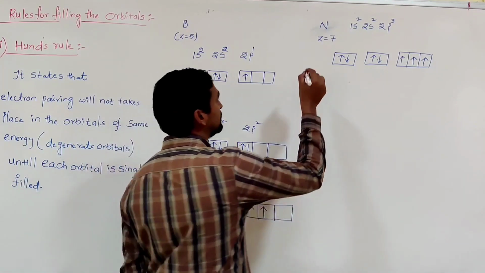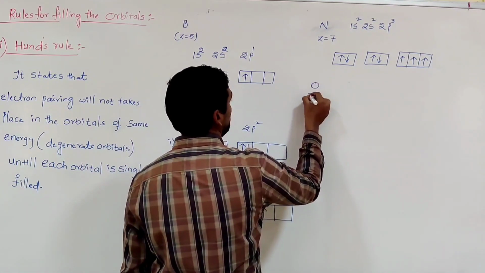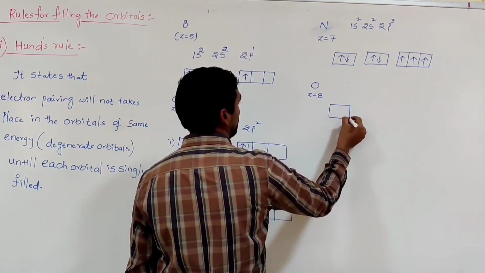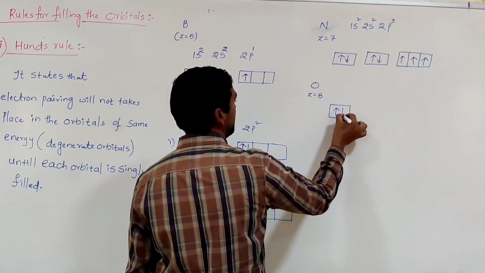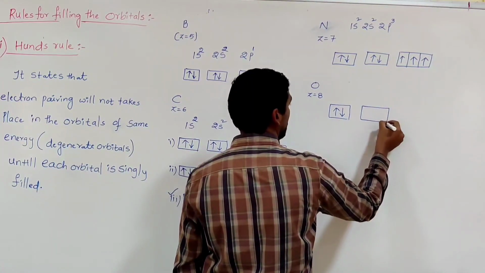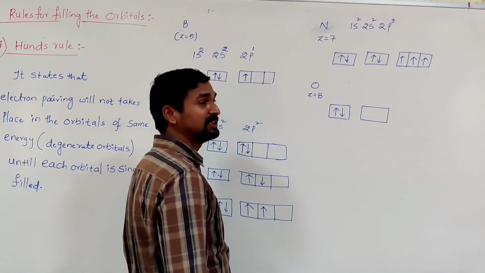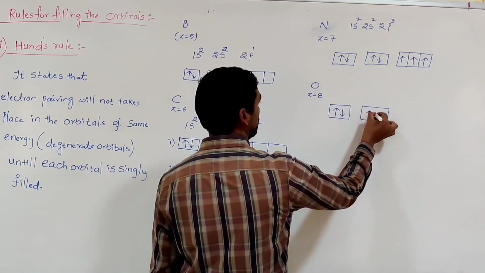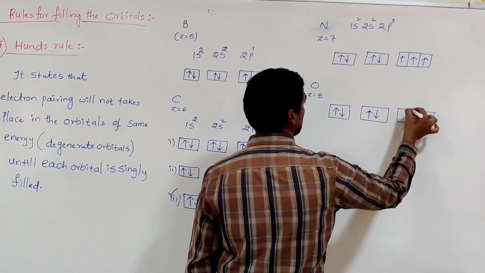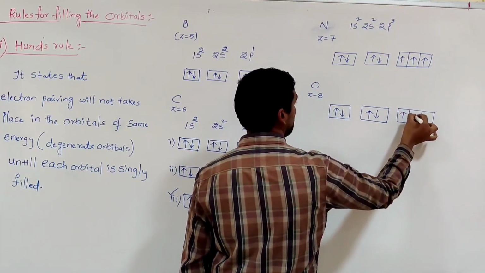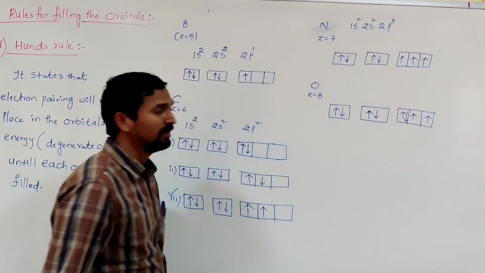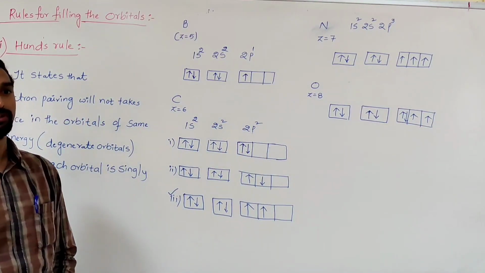Okay, fine, till this. Then oxygen, Z is equal to 8. So first each orbital is singly filled. Then only the pairing will take place in the case of degenerate orbitals. So now here, 8 electrons, 7 electrons means until each orbital is singly filled, after that pairing will start. So this is called Hund's rule.